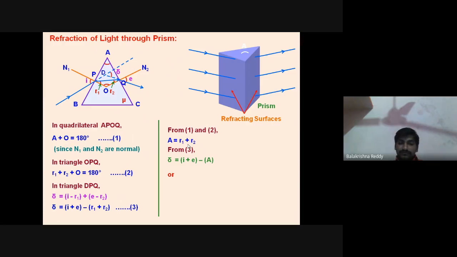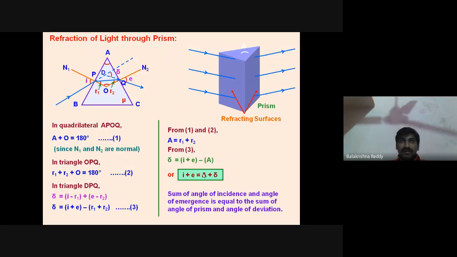Now, where has that I plus E minus A come from? It is just a simplification from equation 3. What I did here is write I plus E separately, minus R1 plus R2. We know from equations 1 and 2 that R1 plus R2 equals A. In place of R1 plus R2, I have placed A. Therefore, I have the equation delta equal to I plus E minus A. So, I plus E equals A plus delta.